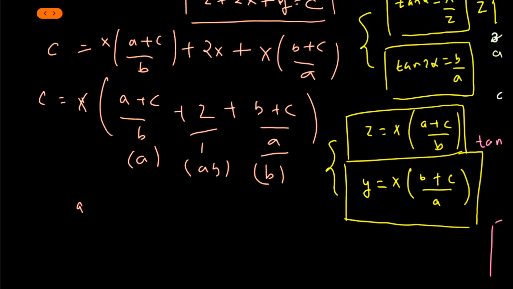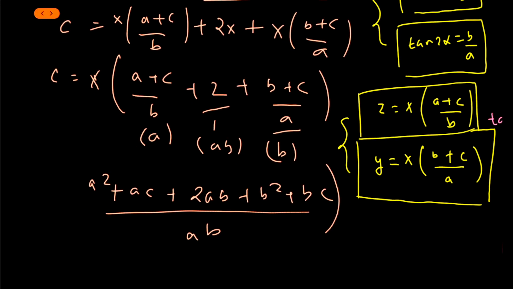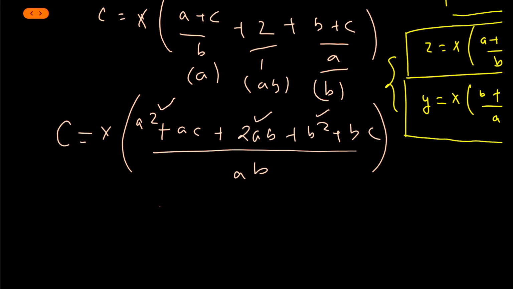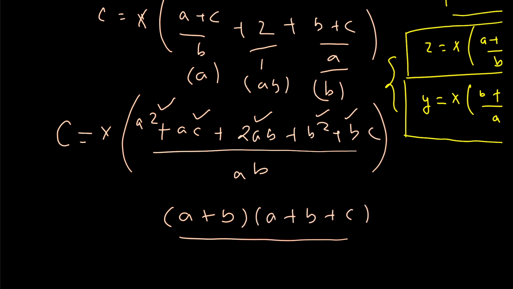So we will finally get (a square plus ac plus 2ab plus b square plus bc) divided by ab, and all this multiplied with x is equal to c. So now in the numerator part we can see that we have a square plus 2ab plus b square, so it can be written as (a plus b) the complete square, plus ac plus bc. We can take c common, so inside the bracket a plus b. Now we can even take a plus b common, hence the other bracket would be (a plus b plus c) upon ab multiplied with x equals c.